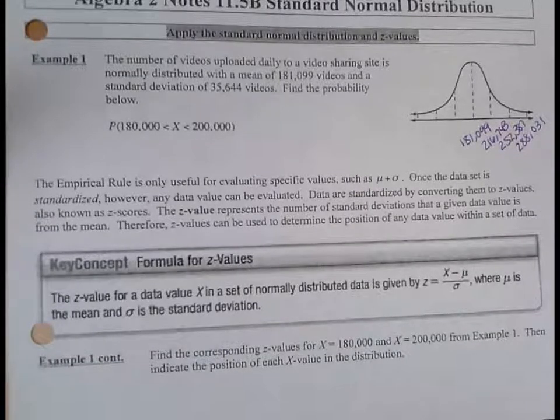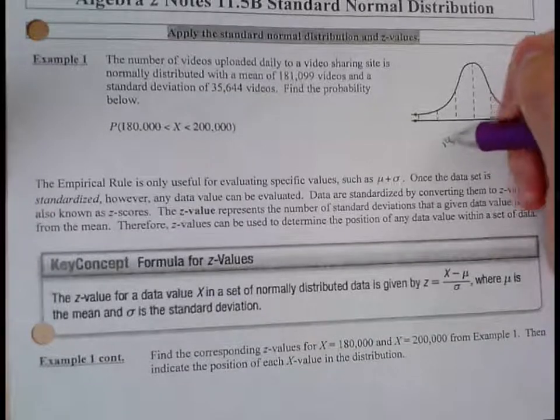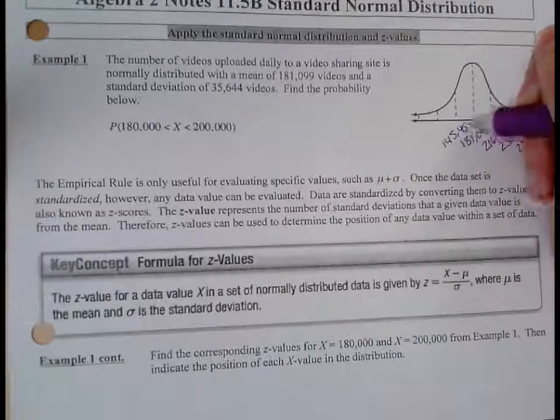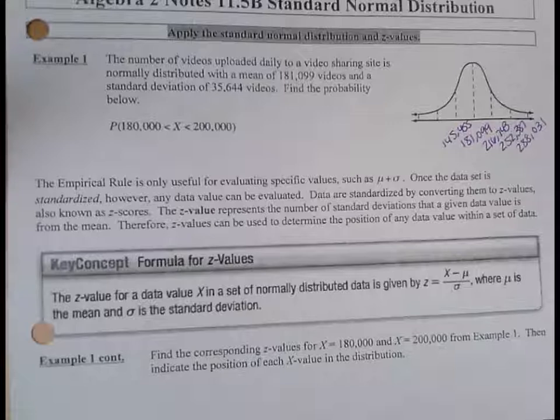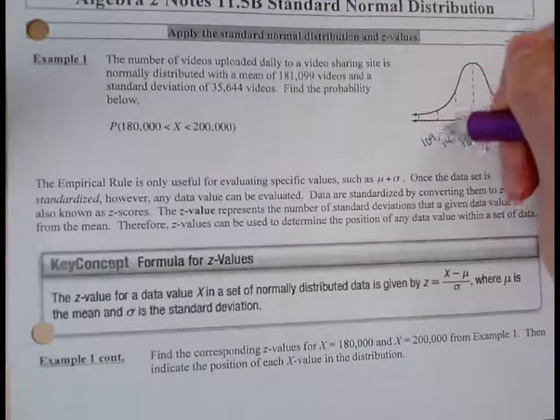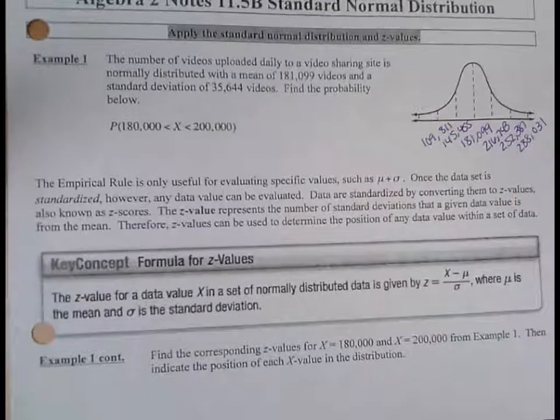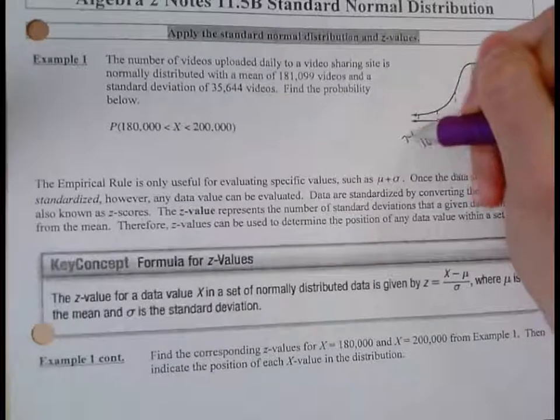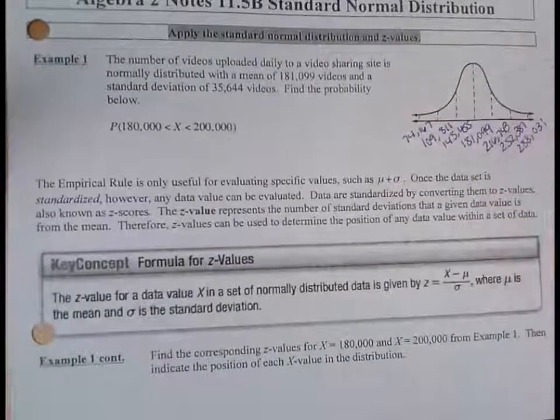And then if I go below the mean, 1 standard deviation below is 145,455. 2 standard deviations below is 109,811. 3 standard deviations below is 74,167. Those are all possible numbers of videos uploaded daily to this video sharing site.